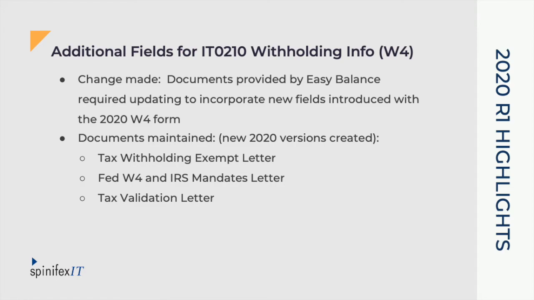For Easy Balance, the impact was that we have some employee communication documents as part of that tool, and those same field changes needed to flow into the relevant Easy Balance employee letters. So what you will see is for 3 different letters shown here on the screen, there are now 3 new versions, all tagged with the description 2020 added into their titles.